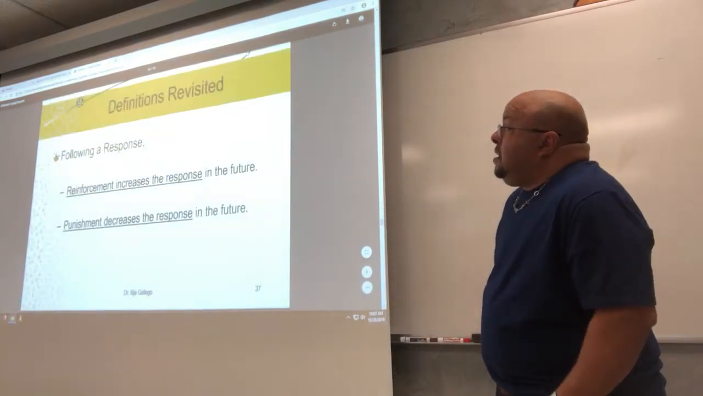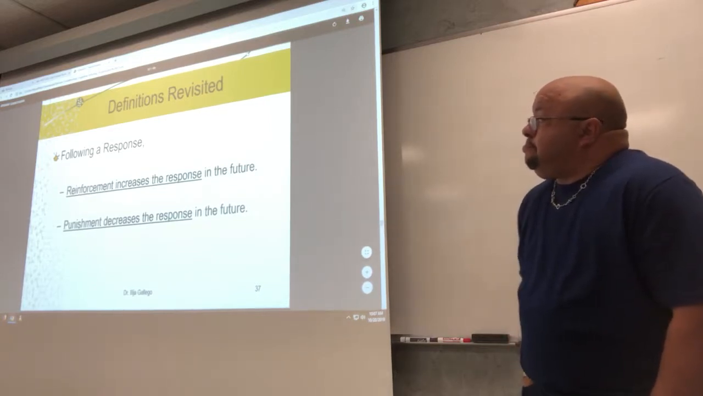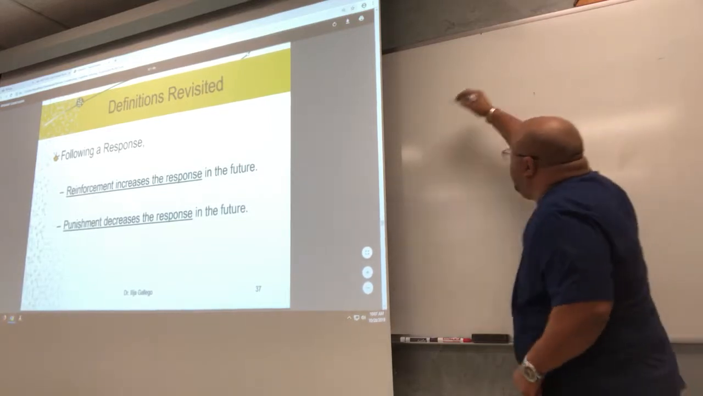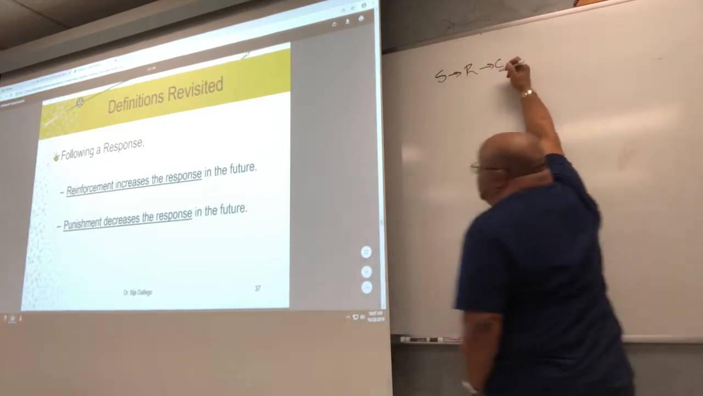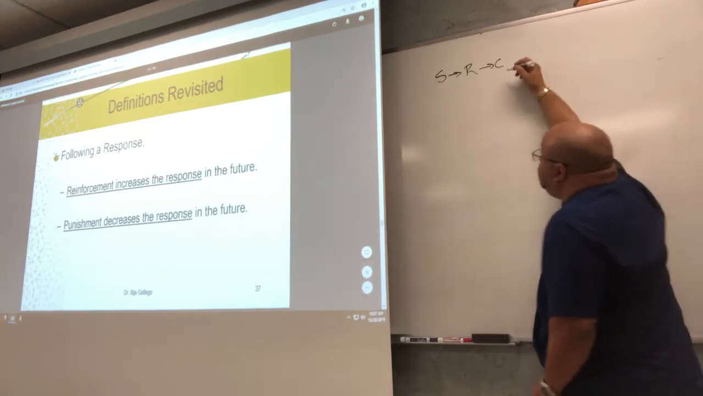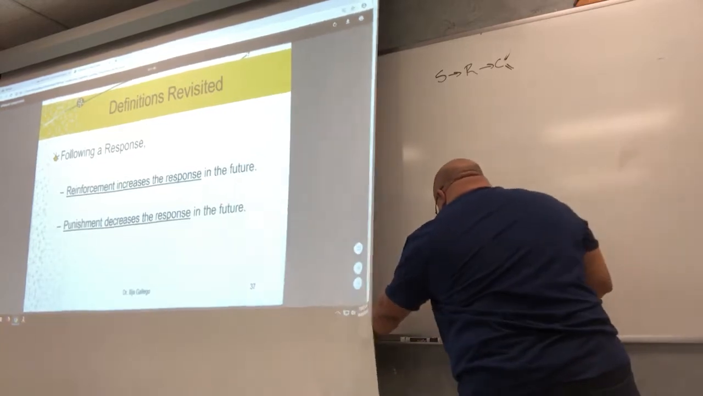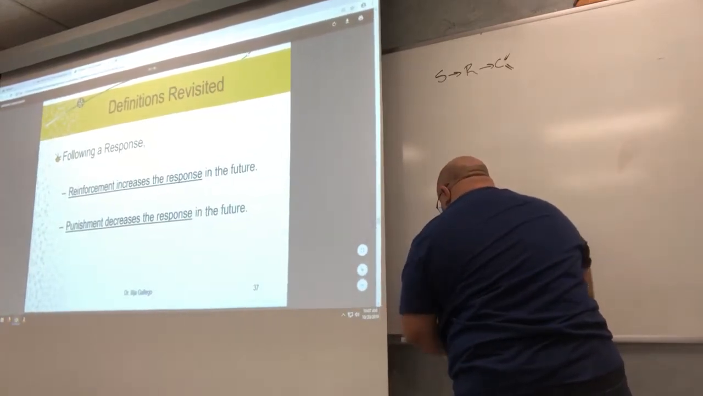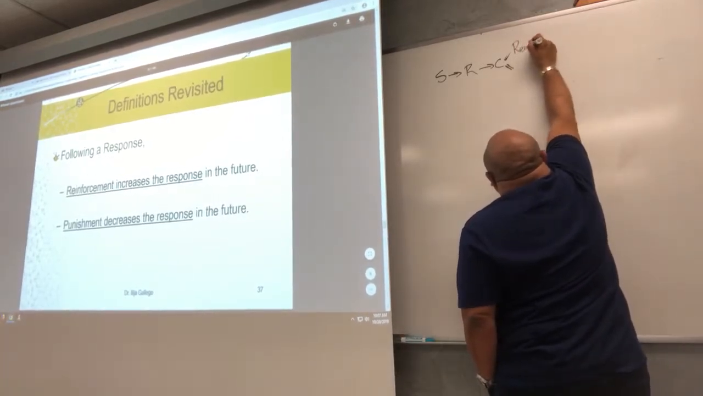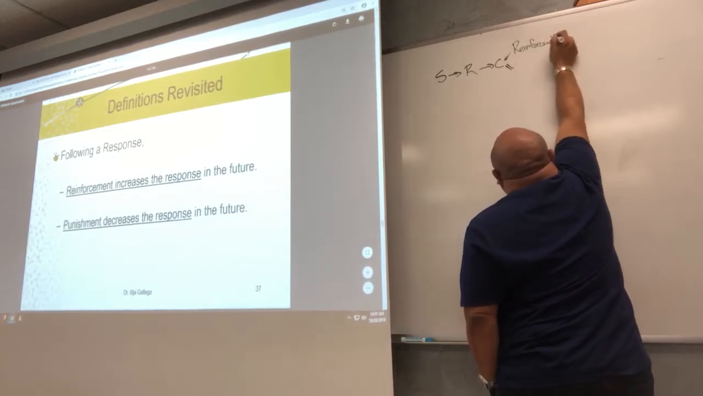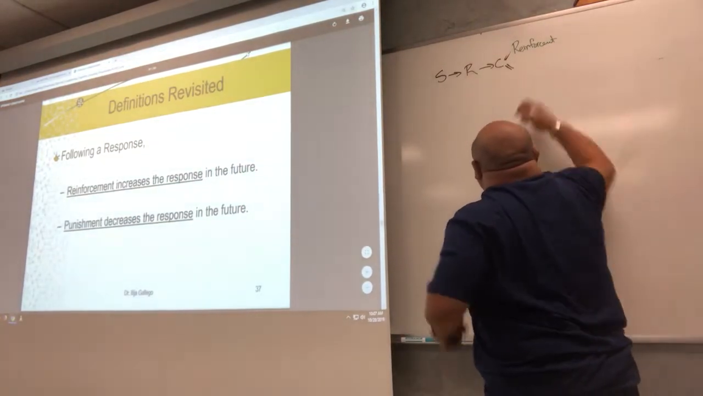So, let's look at our formula. Stimulus to response to consequence. And I already told you last time that there are two types of consequence, reinforcement and punishment. So we're going to use green for reinforcement, and we're going to use red for punishment.